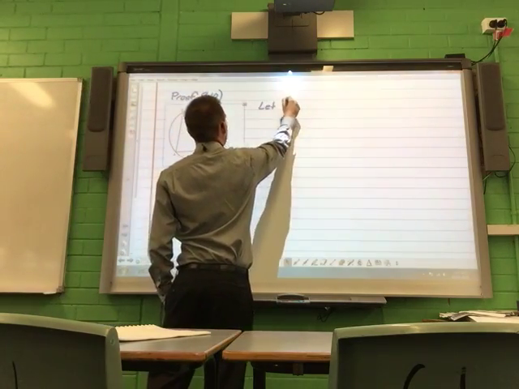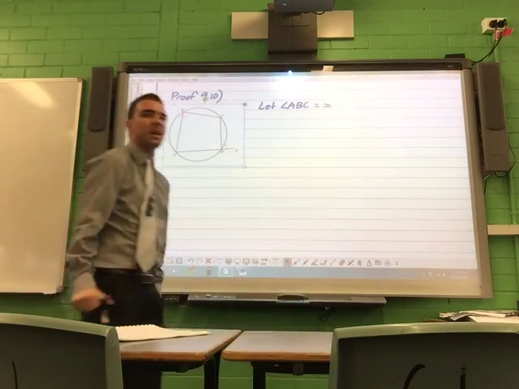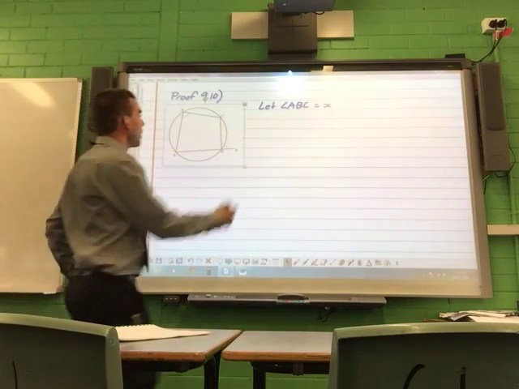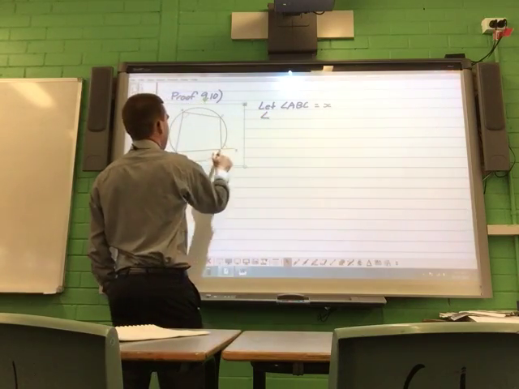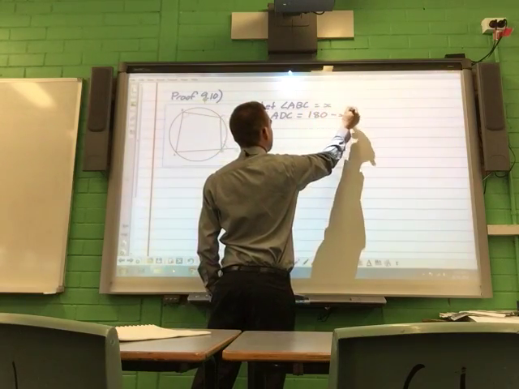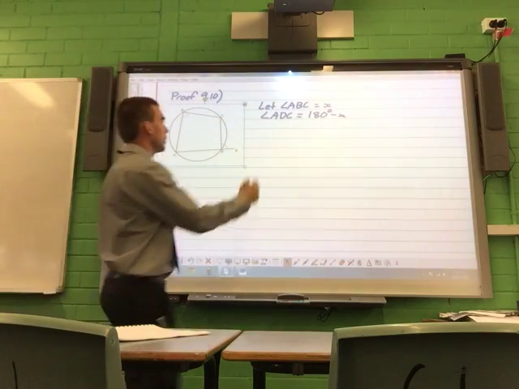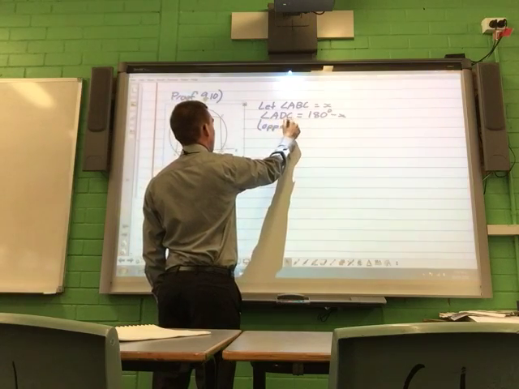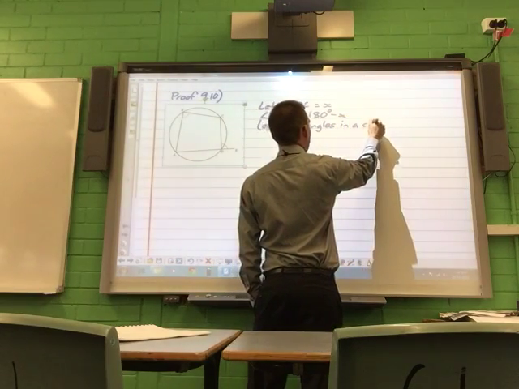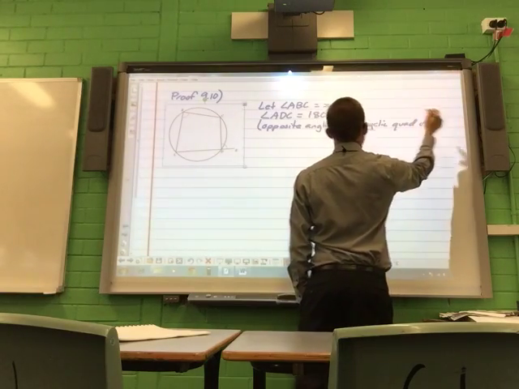So let angle ABC equal x. Better to work with letters rather than angles ABC. Alright, so what that will mean, angle ADC is going to be 180 take away x. 180 degrees take away x. Okay, and your reason? Opposite angles in a cyclic quad are supplementary.